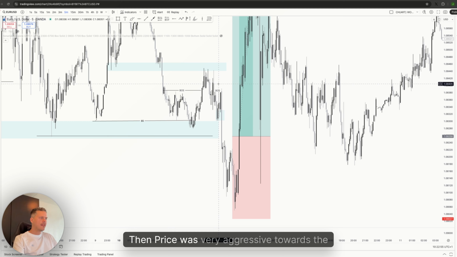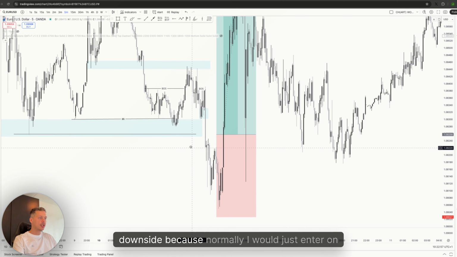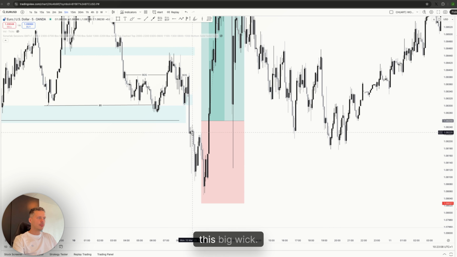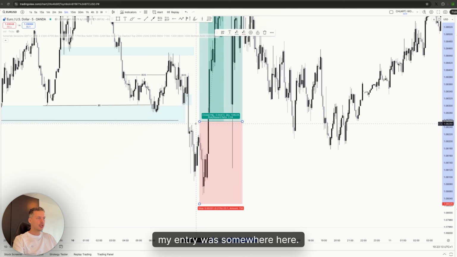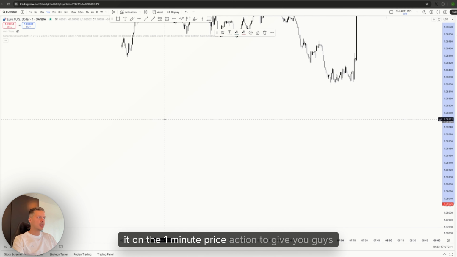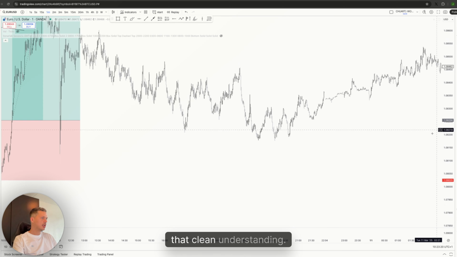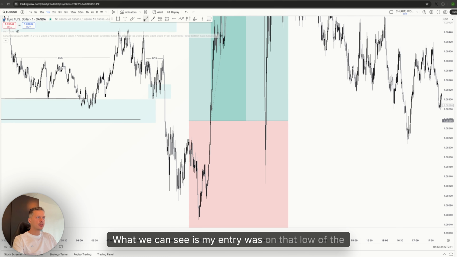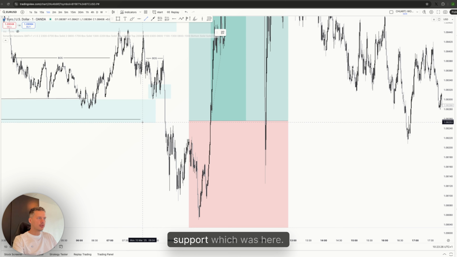Then price was very aggressive towards the downside, because normally I would just enter on the sweep. But what I saw, I saw price being aggressive, coming a little bit up, and I was already interested with this big wick. I thought, okay, if price decides to push up again, my entry was somewhere here. Let me put it on the 1-minute price action to give you guys that clean understanding.